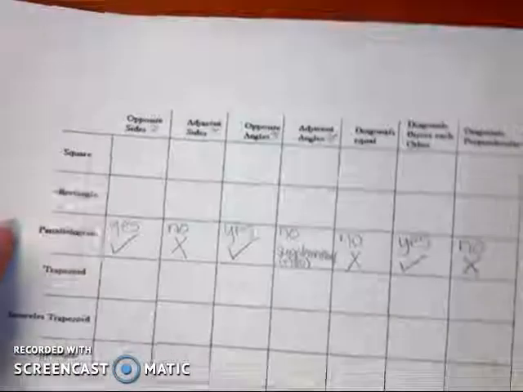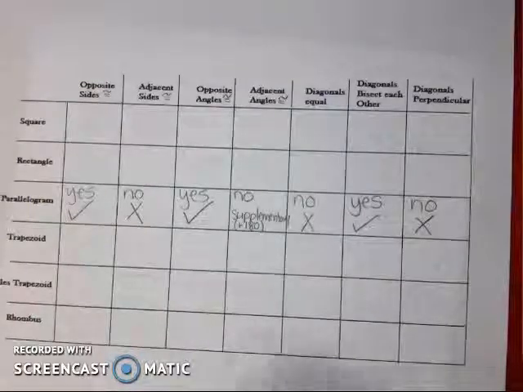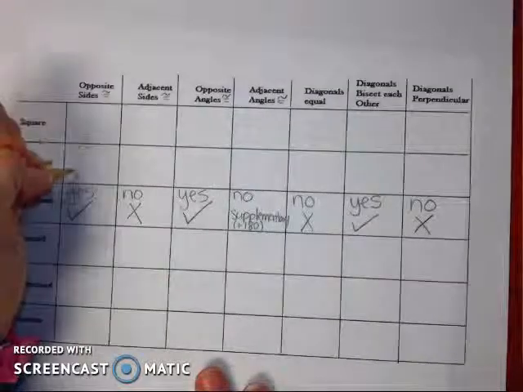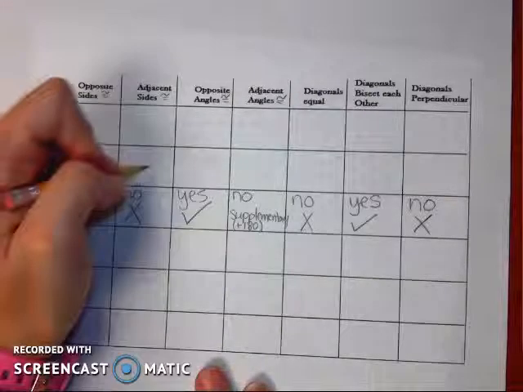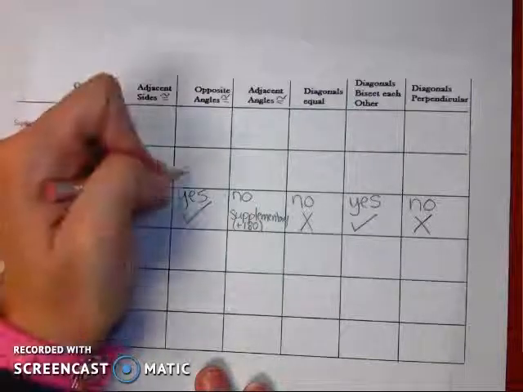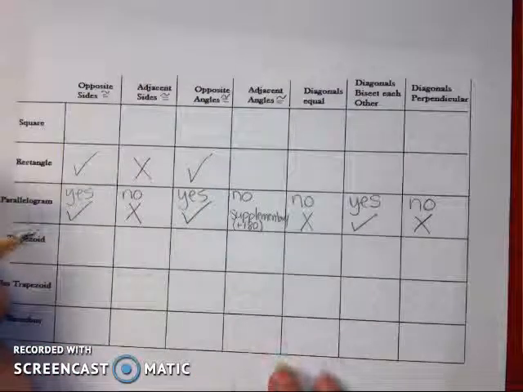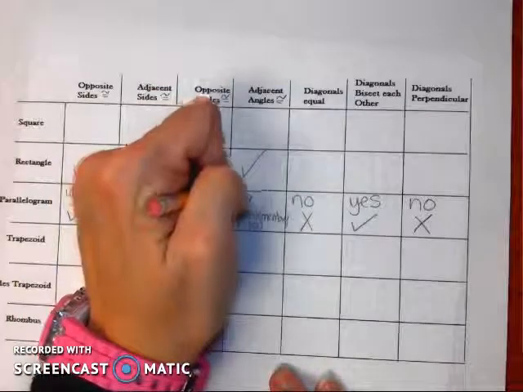So when we come back to our properties chart, we're going to check off: were the opposite sides congruent? Yes, they were. Were the adjacent sides congruent? No, they weren't. Were the opposite angles congruent? Yes. Were the adjacent angles congruent? Yes. And they are still supplementary.